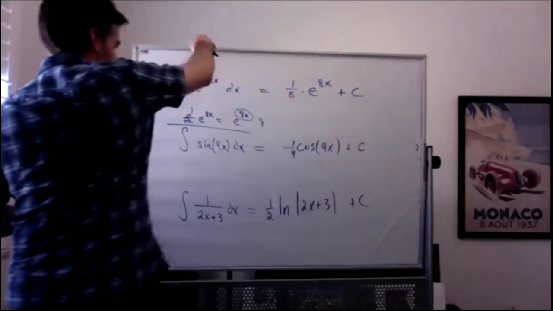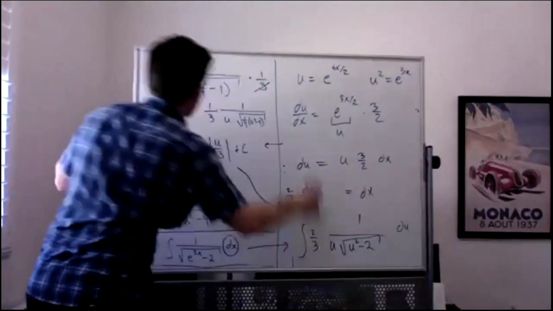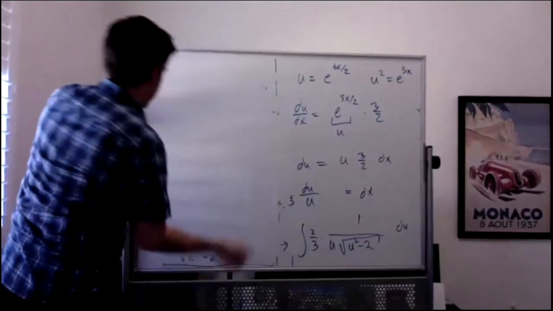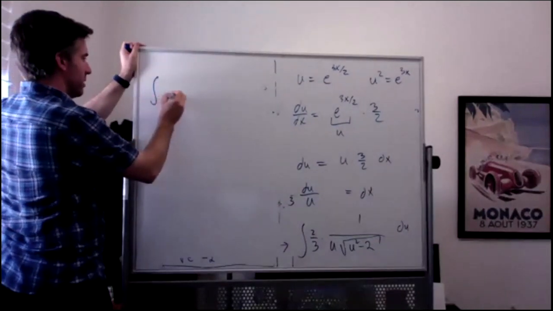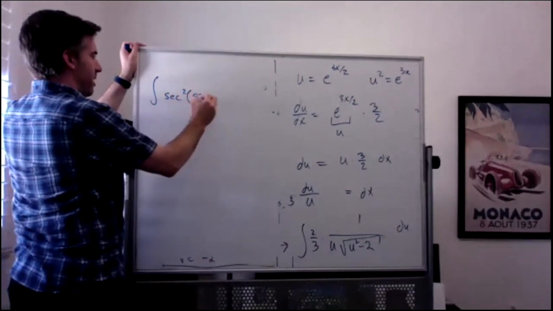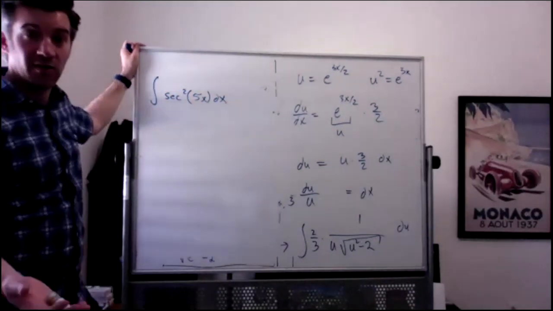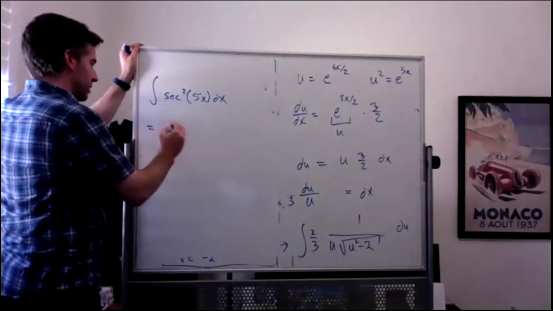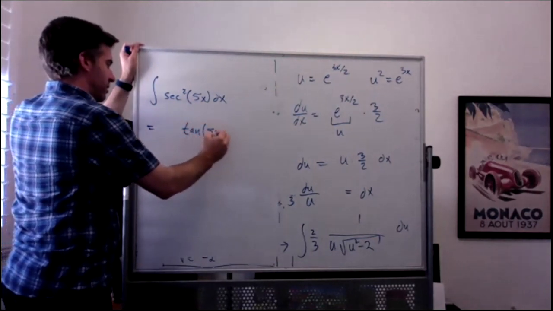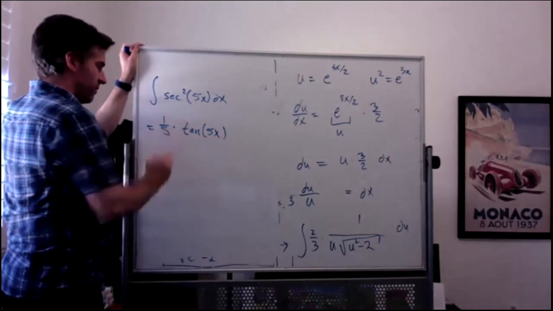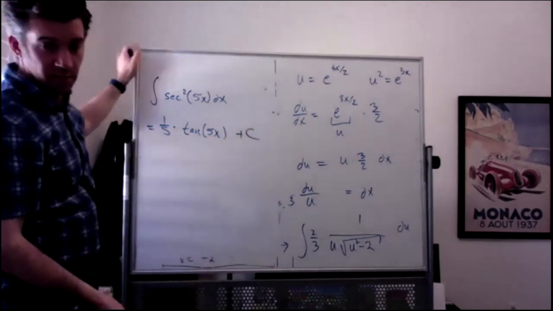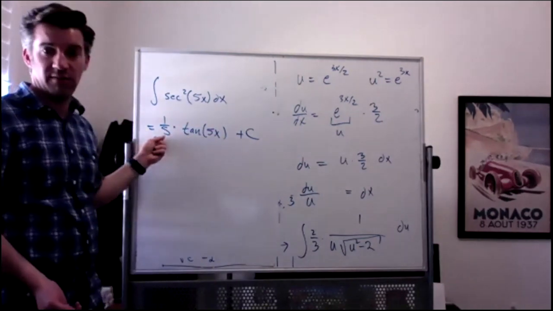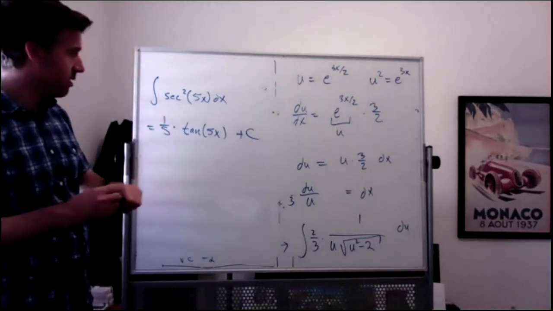One more example, just to kind of grab it home. I was going to integrate secant squared of 5x dx. I know the integral of secant squared of x is tangent of x. So the integral of secant squared of 5x is tangent of 5x divided by 5. Because the derivative here is secant squared of 5x times 5, and the 5 multiplies out to 1/5 to cancel. The 1/5, sorry, it's 1/5.